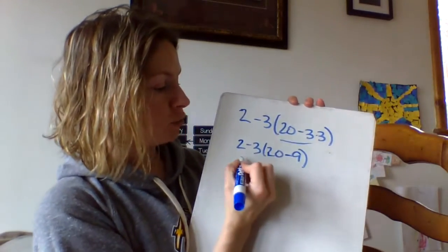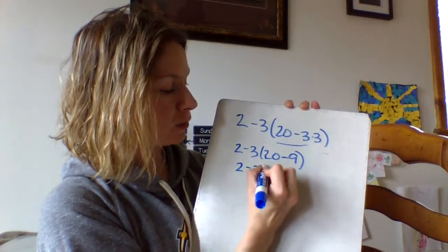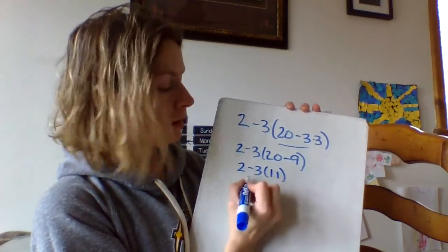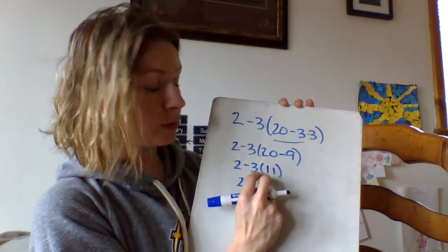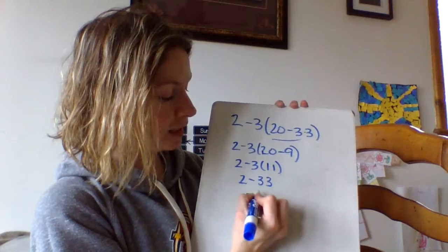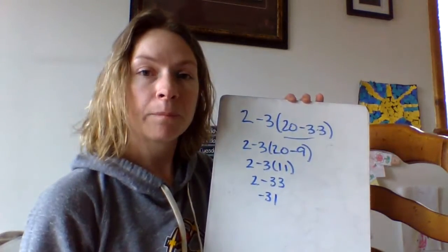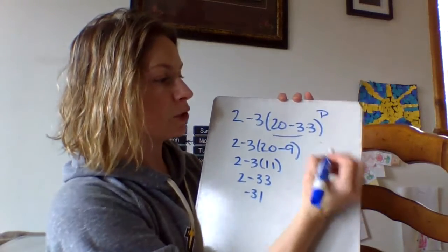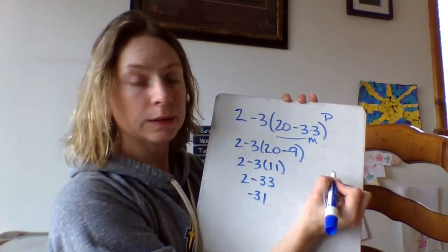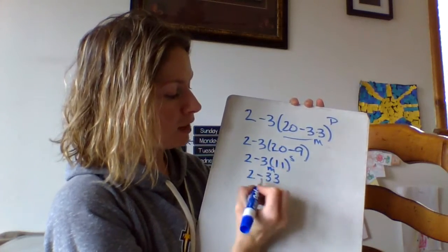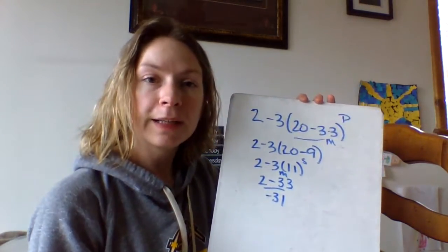Now I'm going to do my subtraction. So I've got 2 minus 3 times, in parentheses, 11. So 2 minus, once again, doing my multiplication first. 2 minus 33 gives me a negative 31. Okay, so let's look at this one more time. Here I did parentheses first, and then I multiplied, right? And then I did my subtraction here, and then I multiplied, and then I subtracted to get my final answer.